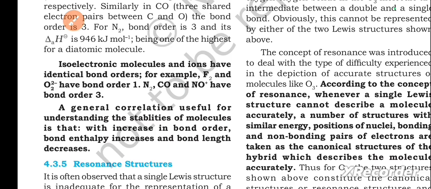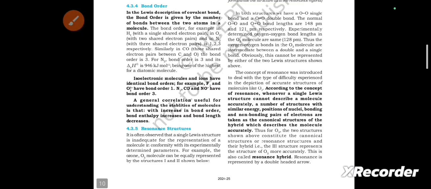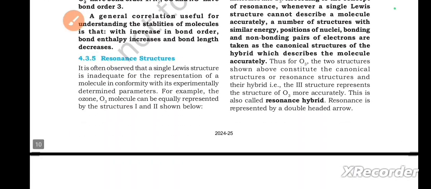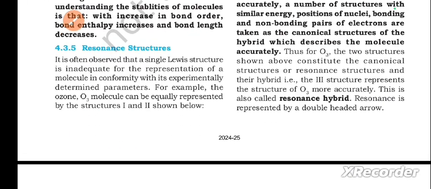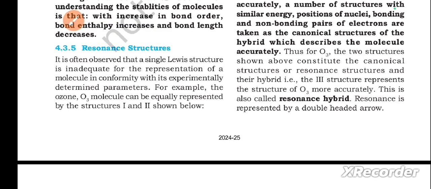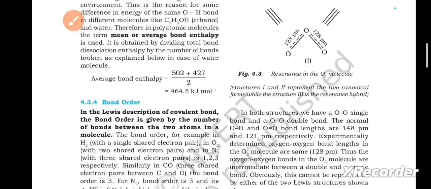The general correlation useful for understanding the stabilities of molecules is that with increase in bond order, bond enthalpy increases and bond length decreases. Next one, resonance structures. It is often observed that a single Lewis structure is inadequate for the representation of a molecule in conformity with the experimentally determined parameters. For example, the ozone O3 molecule can be equally represented by the structures 1 and 2 shown below. So what are the structures? Let us see. Okay, these are the structures.